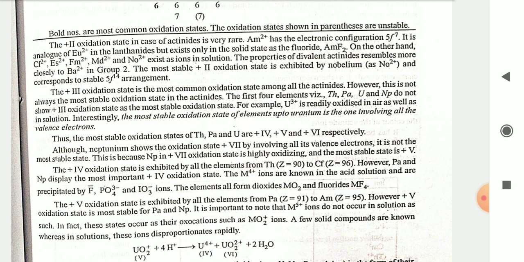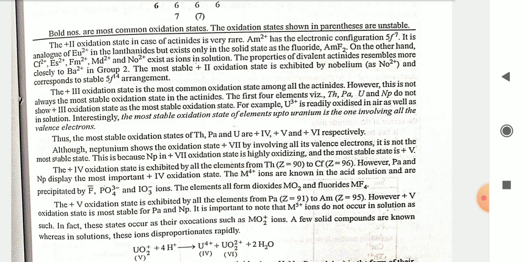It is analogous to europium 2+ in the lanthanides but exists only in the solid state as the fluoride AmF2. On the other hand, Cf2+, Es2+, Fm2+, Md2+, and No2+ exist as ions in solution. The properties of divalent actinides resemble more closely Ba2+ in group 2. The most stable +2 oxidation state is exhibited by nobelium as No2+, corresponding to the stable 5f14 arrangement.